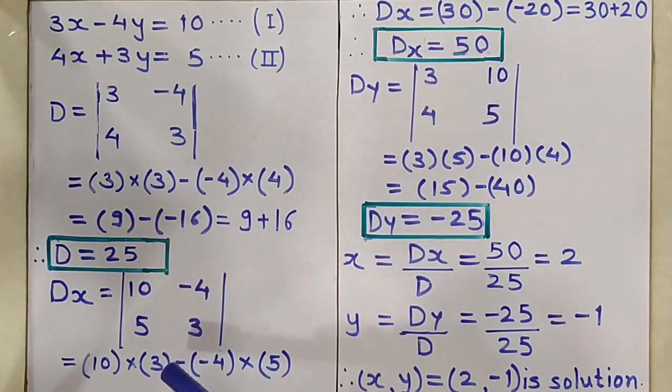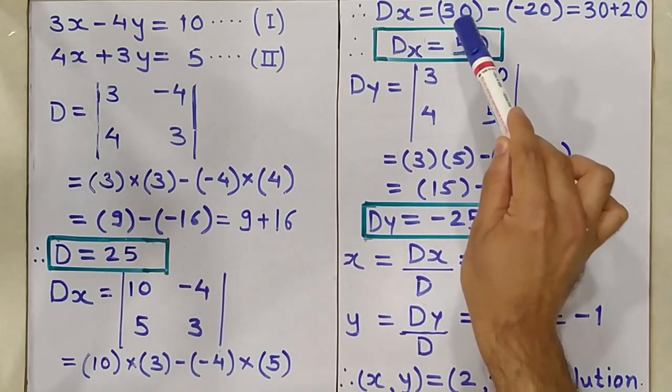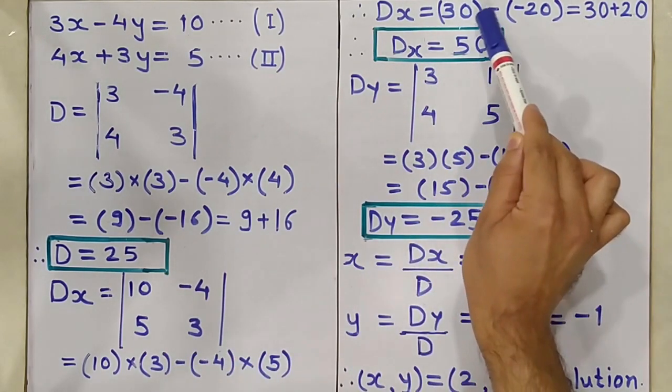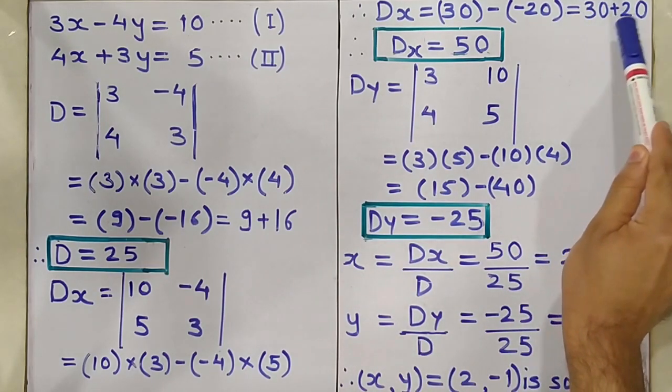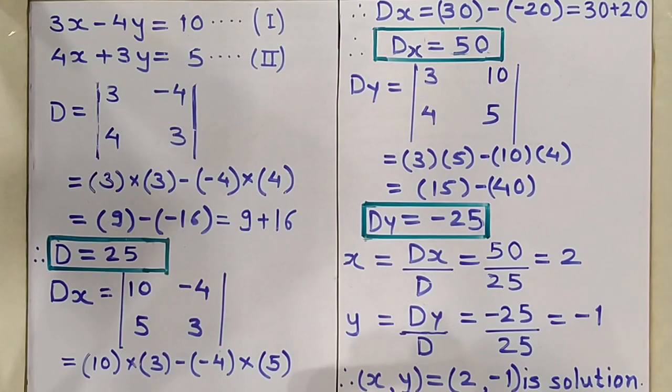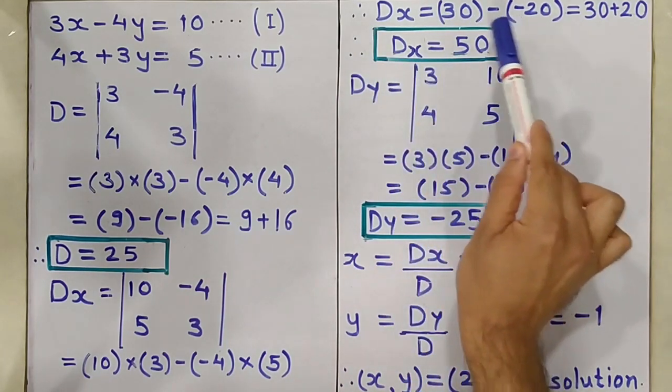Now we know how to find the value of determinant dx. That is, first you have to multiply 10 by 3. So you will get 10 multiplied by 3. फिर माइनस साइन आएगा उसके बाद, and then you're going to multiply minus 4 by 5. So this is minus 4 multiplied by 5. 10 into 3 will give you 30, minus sign as it is आएगा, and minus 4 multiplied by 5 will give you minus 20. So this becomes 30 plus 20, which is equal to 50. So we get the value of dx as 50.